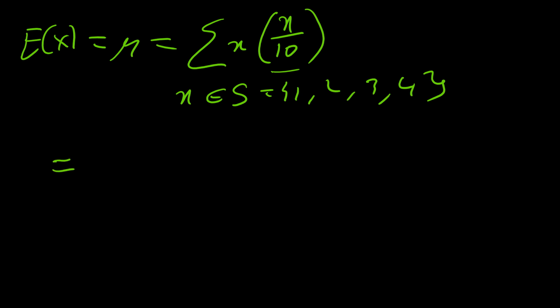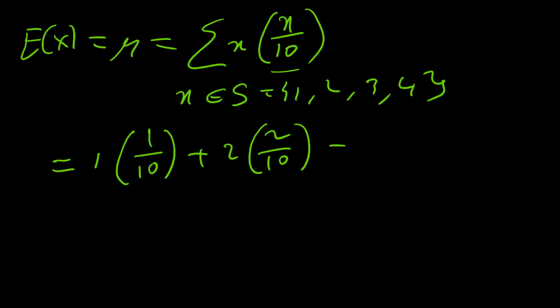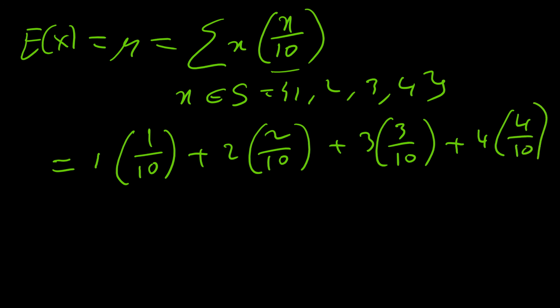So this is going to be 1 times 1 over 10 plus 2 times 2 over 10 plus 3 times 3 over 10 plus 4 times 4 over 10. That's the expected value. If you sum this, you're just going to get 3. So this is our final result. That's how we compute the expected value of a random variable.